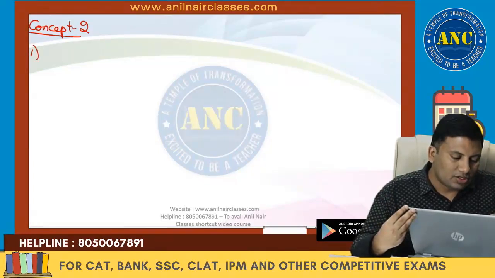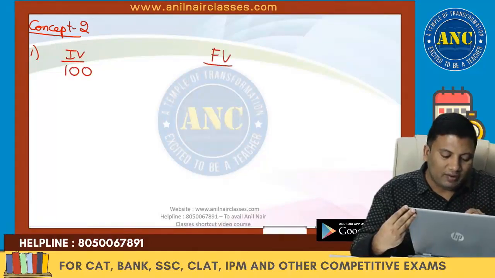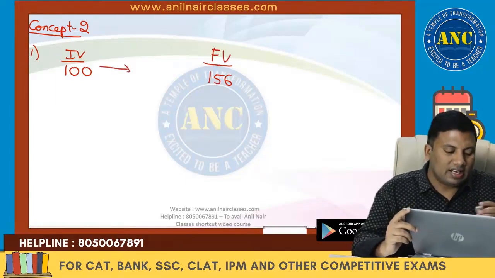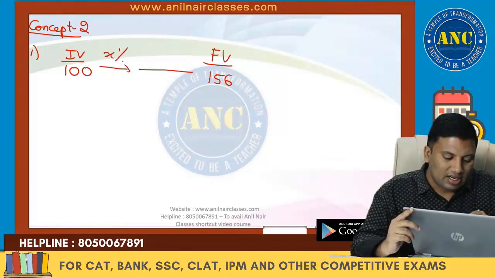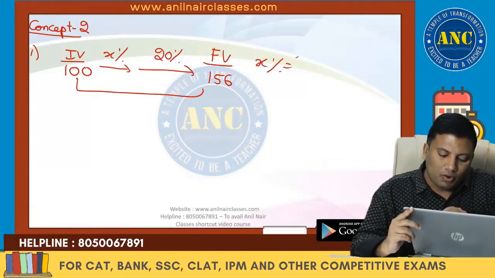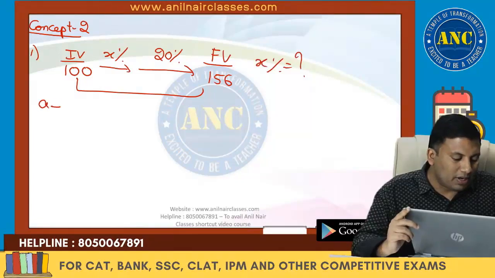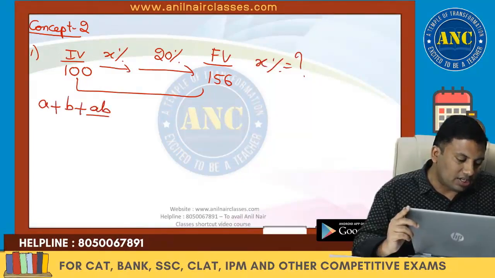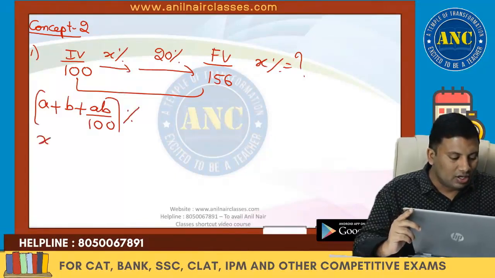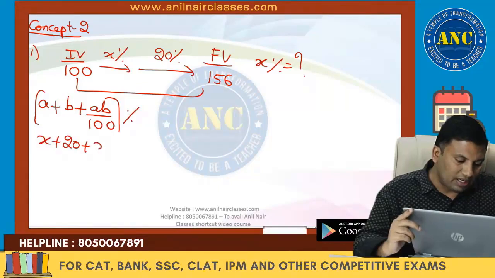Now see, suppose initial value is given as 100. Final value is given as 156. This is given as X percentage. This is given as 20%. Find the value of X. Most of the students, because of their non-understanding of the concept, will start using A plus B plus AB by 100. So they will use X plus 20 plus X into 20 by 100.